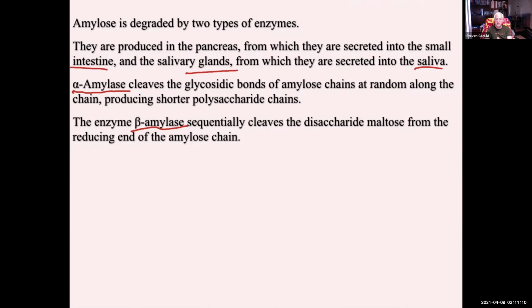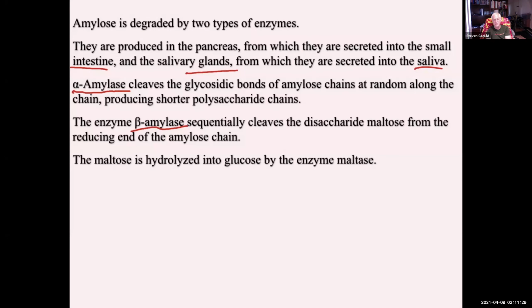Then it breaks it down further and further. So the alpha amylase just randomly chops it up. The beta amylase comes in and shaves off every disaccharide, so it cleaves off every 2 of them. It forms a consistent pattern there. The maltose is hydrolyzed into glucose by the enzyme maltase. So that's how amylose is broken down, remember?